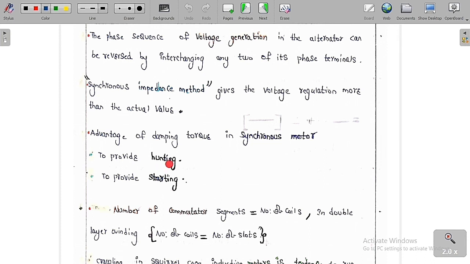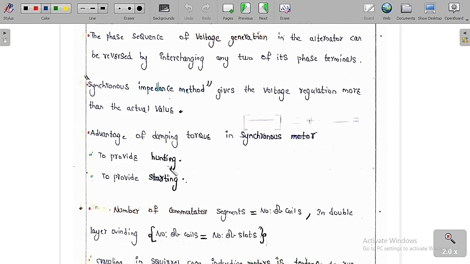Hunting is basically this: if I increase the load on the synchronous motor, the speed becomes less than synchronous speed. Therefore the induction motor torque is going to act in the same direction as the rotation, so the speed will increase to ns. Similarly, due to low load, suppose the rotor speed is greater than ns, then induction generator torque is going to act, opposite to the rotation of the rotor. So now the speed will decrease and nr will become equal to ns. So this is called hunting.